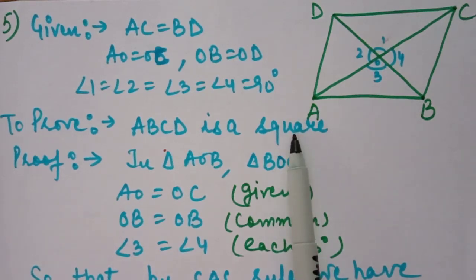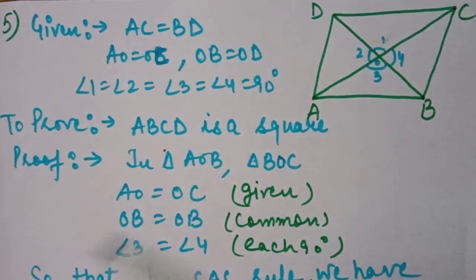For a square, we have to prove that all sides are equal and all angles are 90 degrees. In the previous question, for the rhombus, we proved only that all sides are equal, but for a square we have to prove that all sides and all angles are equal.